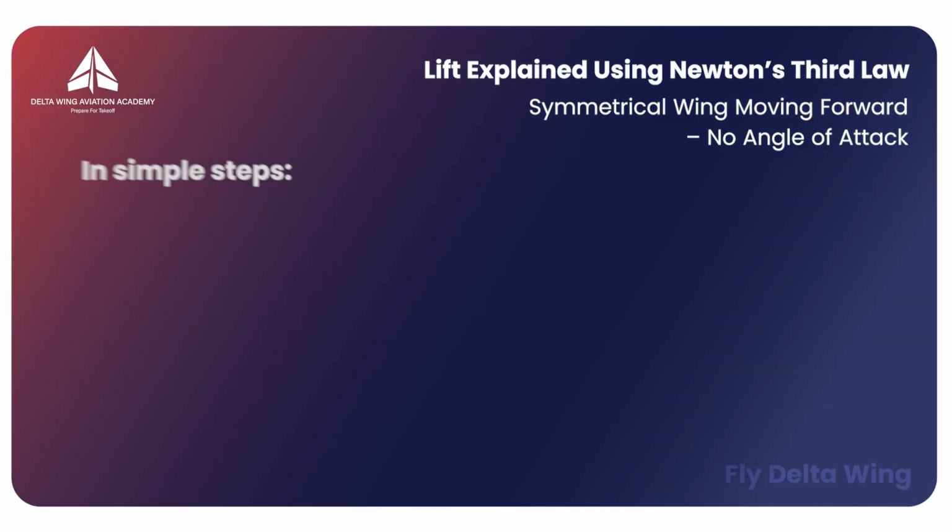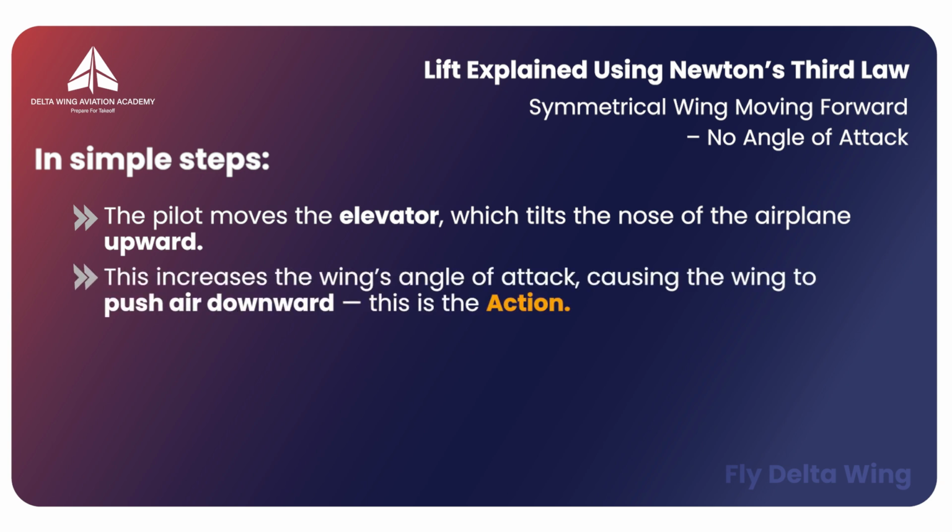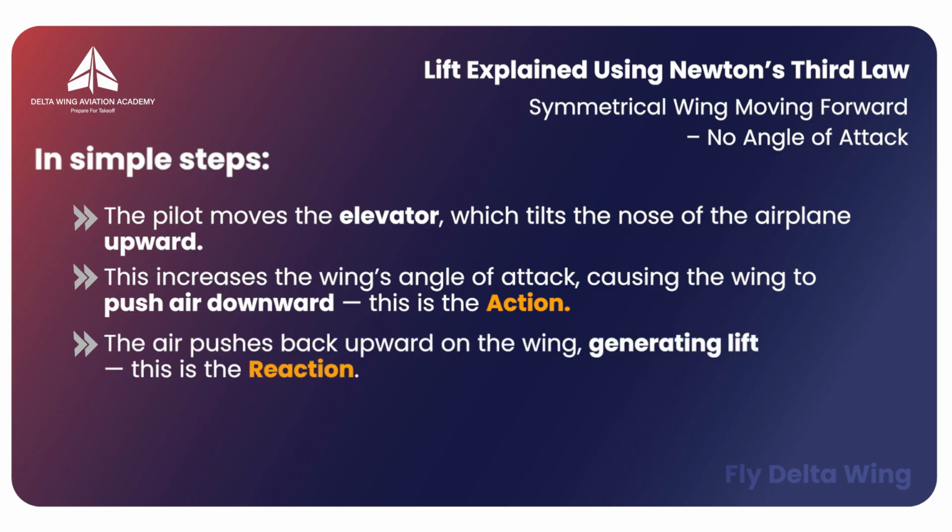In simple steps: 1. The pilot moves the elevator, which tilts the nose of the airplane upward. 2. This increases the wing's angle of attack, causing the wing to push air downward. This is the action. 3. The air pushes back upward on the wing, generating lift.